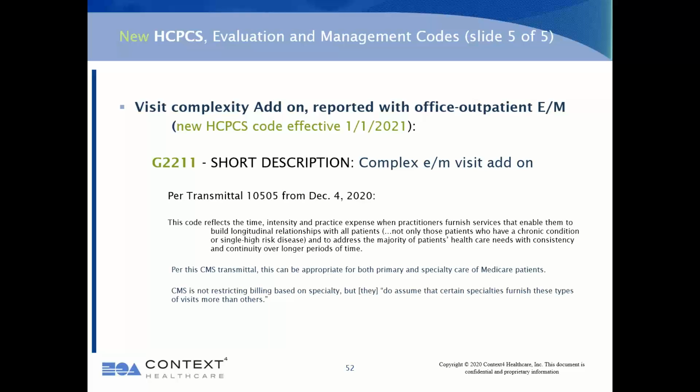personalized to the patient. From this transmittal, as well as from comments from their MLN call from last Thursday the 10th, CMS expects utilization of this code to approach 90% for providers who predominantly report services using these office outpatient E&M codes, 99202 through 99215. We will be watching for more detailed guidance from CMS prior to January 1st regarding what is required to support reporting code G2211.